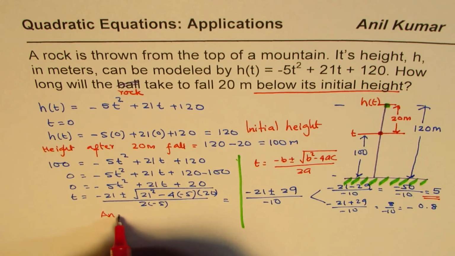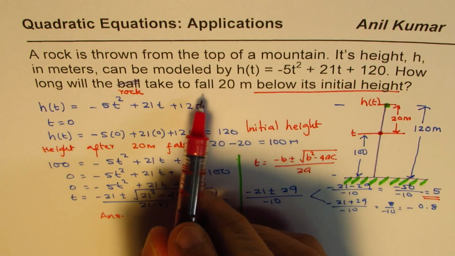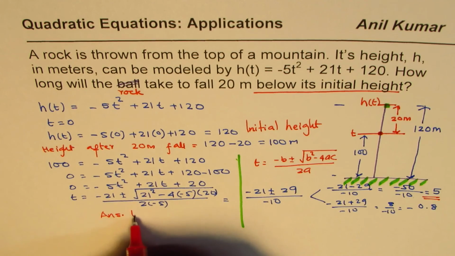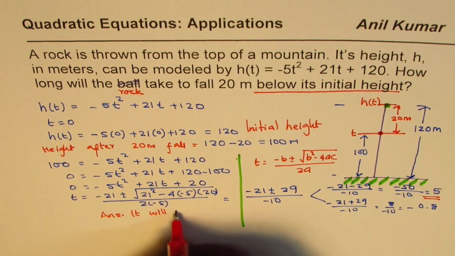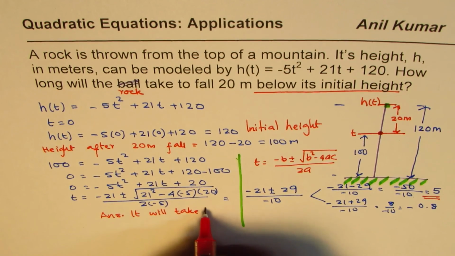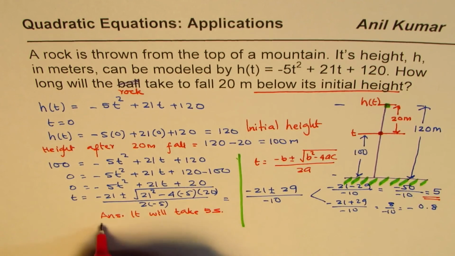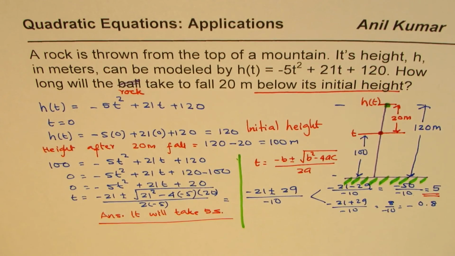So the answer is, how long will it take to fall 20 meters? It will take 5 seconds. So that is how we are going to solve this question.